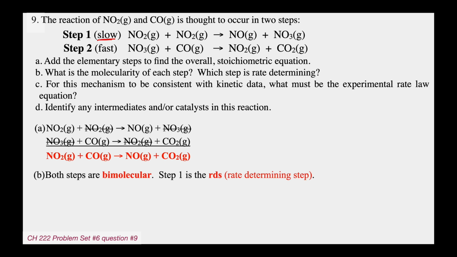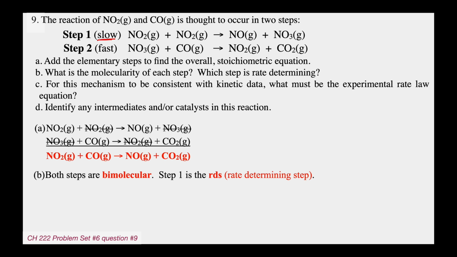So for this problem, for part B, you would say that both step 1 and step 2 are bimolecular because you have 2 reactants coming together. Step 1 is the rate determining step, the RDS, and we're going to see that's pretty important here in a little bit. But again, just look for the slow step, which the scientists would have to tell you at this point to figure out what the RDS is.